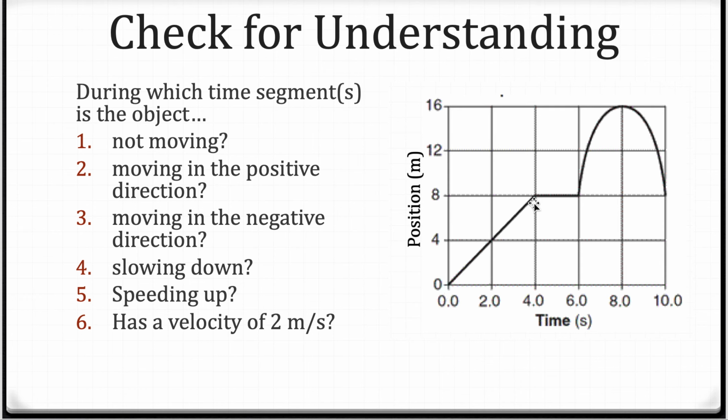So we just want to double check that I'm not trying to trick you at all, and our slope here is indeed 2 meters per second. So we're going to do rise over run. So our rise here is 8, and our run here is 4. So 8 divided by 4 does equal 2 meters per second. So the answer for number 6 is 0 to 4 seconds, right?